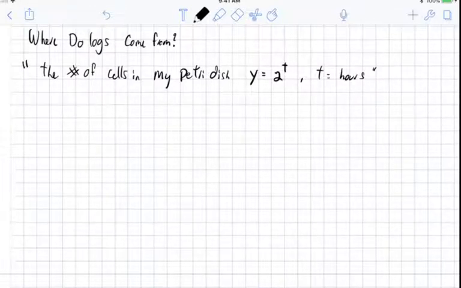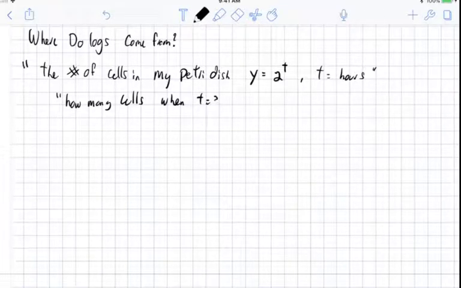Okay, so we can use this model in a variety of ways. For instance, you can ask questions like, how many cells are there when t is equal to 3? How many cells are there on the third hour? How do I answer that? I just plug it into the function, 2 to the 3. Get out my calculator, 2 to the power 3, and the answer is 8. There's 8 cells.